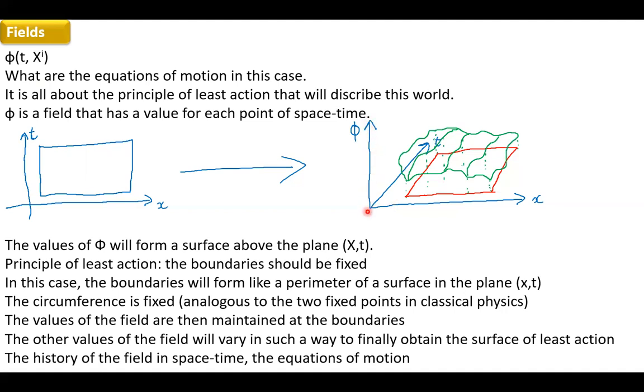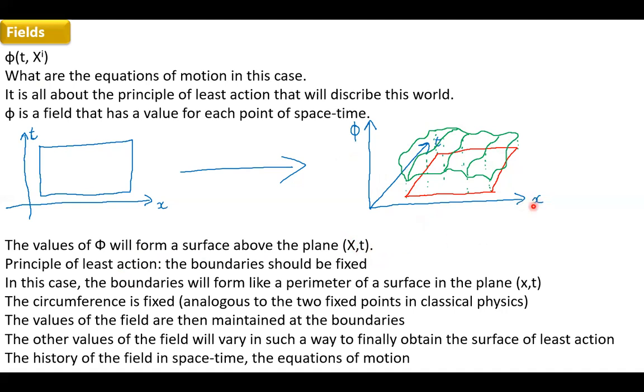So I will take phi as the vertical axis, a value of phi that is given in green. So for each point in space-time, we have a value of phi in green. So instead of having a curve of minimum action, we now have a surface of least action, because for each point in the red square, you have a value of phi given in green. So if you sum up all the values of phi, you will draw a surface delimited by these boundaries, so they will form a surface above the plane x and t.